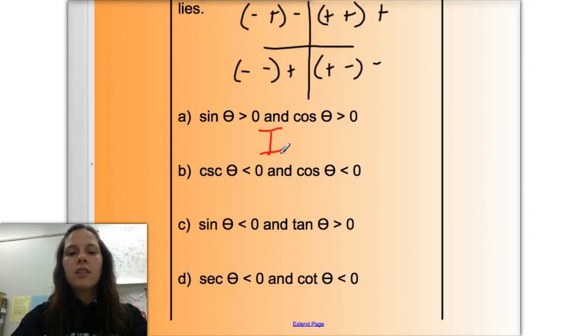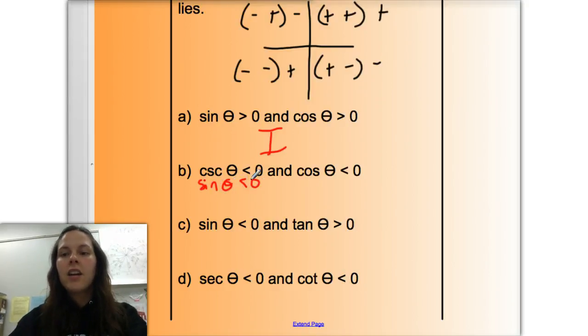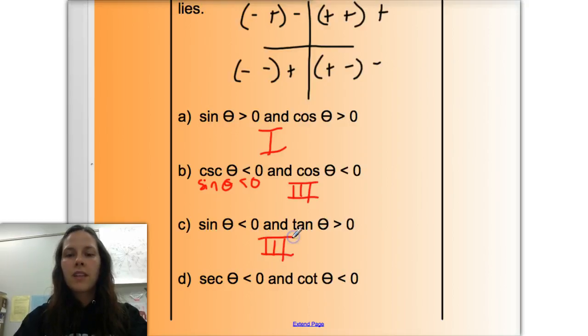Our second question is about cosecant. So we need to remember that cosecant has the same positive or negative sign as the sine does. So we could say, when is sine negative and cosine negative? That occurs in the third quadrant. Our next question, when is sine negative and tangent positive? That occurs in the third quadrant as well.